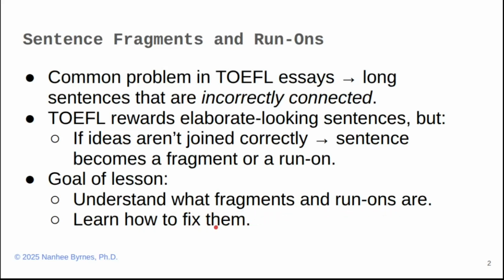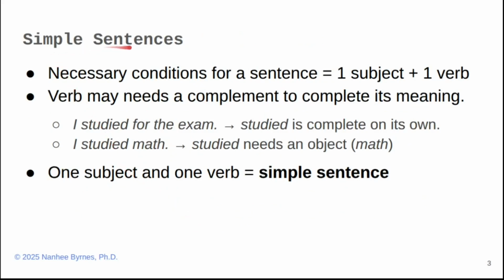Understanding sentence structure. Before we fix mistakes, let's step back and ask, what is a sentence really? Every sentence must have two essential parts: a subject, who or what the sentence is about, and a verb, the action or state. Sometimes the verb also needs a complement or object to complete its meaning. For example, I studied for the exam. The verb studied is complete on its own. I studied math. Here, studied needs an object, math, to complete the meaning. When we have just one subject and one verb, we get a simple sentence.